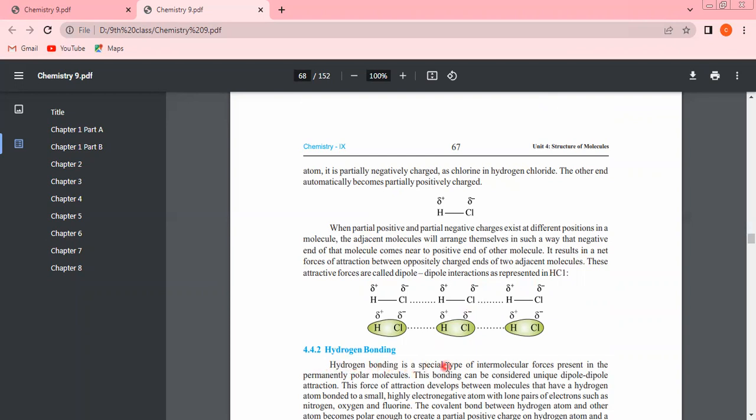Hydrogen bonding. Hydrogen bonding is a special type of intermolecular force present in permanently polar molecules.